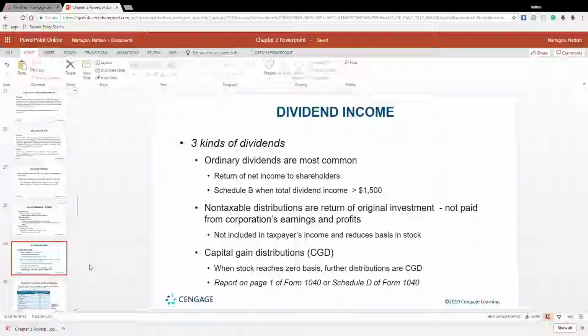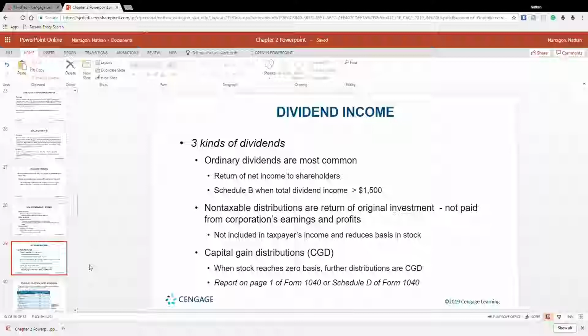Non-taxable distributions, though, are a return of original investment, not paid from corporate earnings and profits. These are not included in taxpayer income and reduce basis in stock. So this is our exclusion right here, non-taxable distributions. Cool thing, it's in their name, it's non-taxable. And a lot of times this is when the partner pulls out and the company pays the original investment back. Again, we don't see that much unless the corporation is doing really badly and then the shareholder wants to pull out.